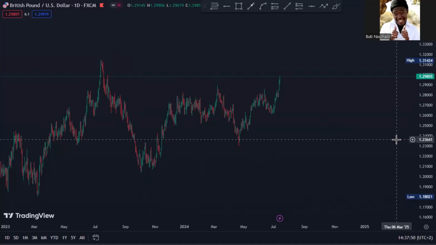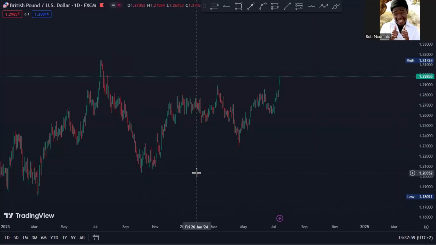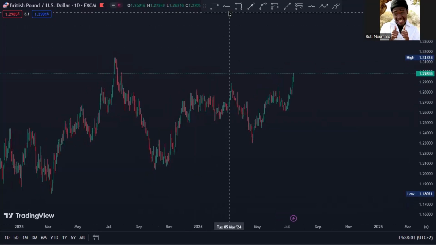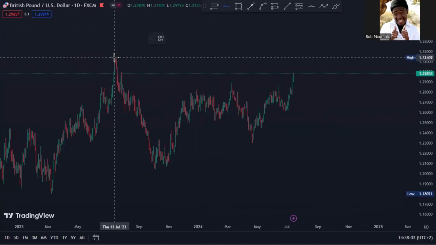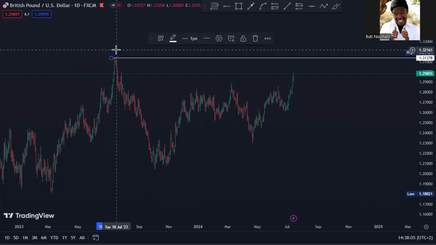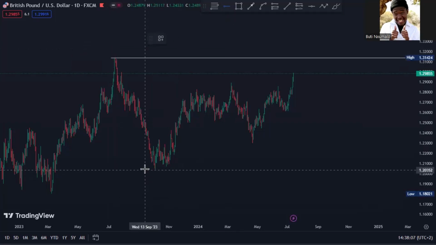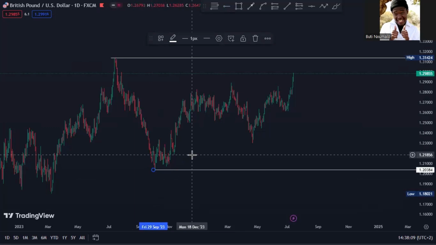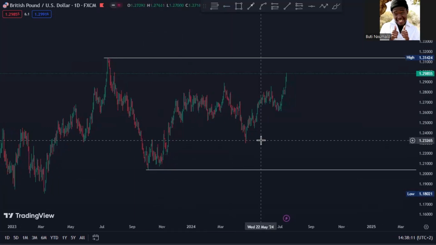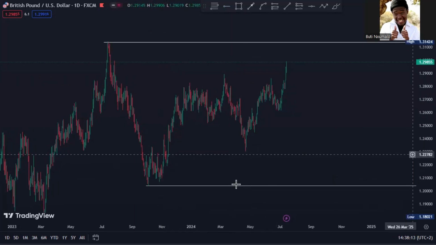Right. So today we're checking GBP USD. Pound. We're checking pound, guys. So let's just go straight into it and not waste time. Firstly, let's identify the major zones, which is this one, also this one here. You can clearly see the market is just giving us something very, very nice, right?